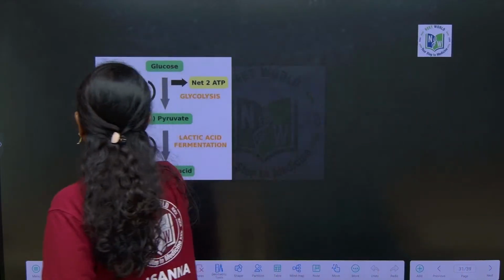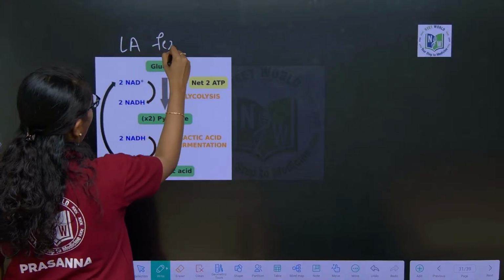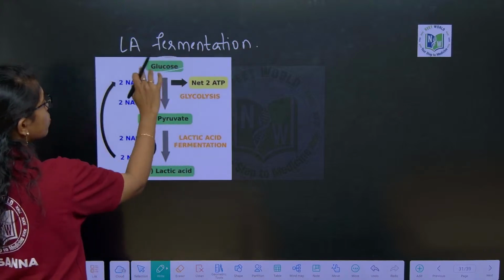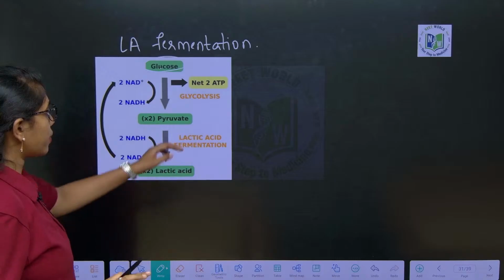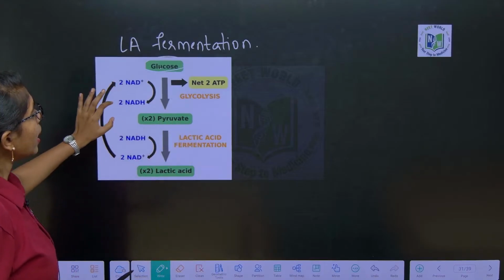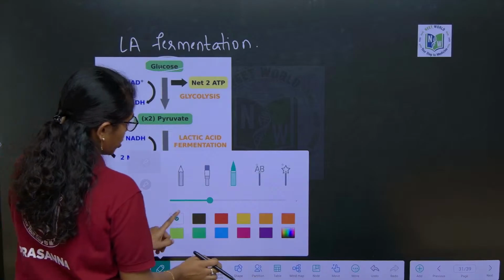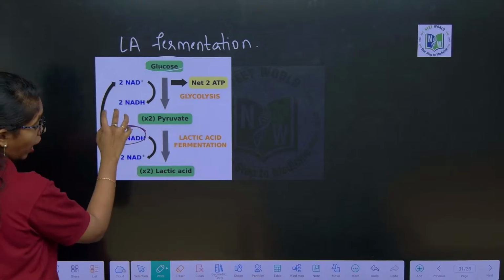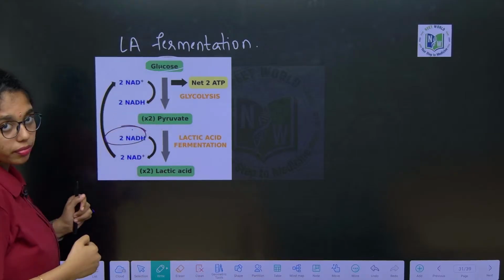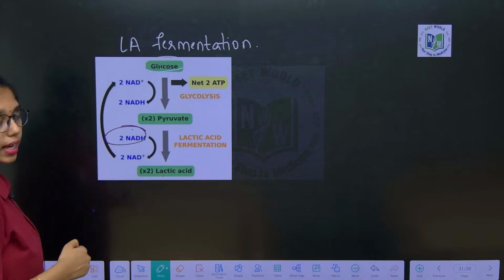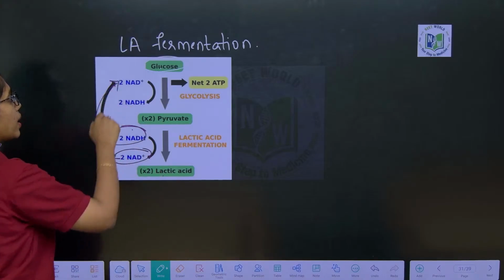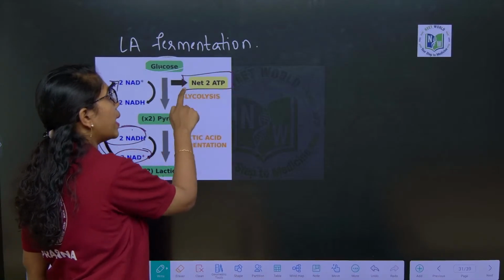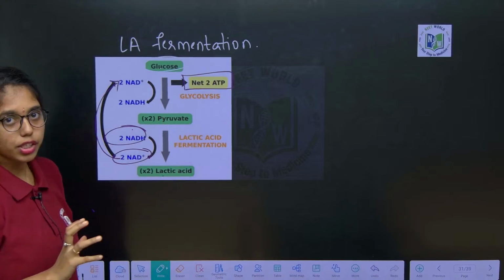Next, if you see lactic acid fermentation. Here glucose molecule is converted to 2 molecules of pyruvate in glycolysis, and in the same way the NADH, which is synthesized at the 6th step of glycolysis, is utilized in lactic acid fermentation. Here NAD plus is utilized for glycolysis again. So, here also net ATP released is just 2 ATP from the process of lactic acid fermentation.